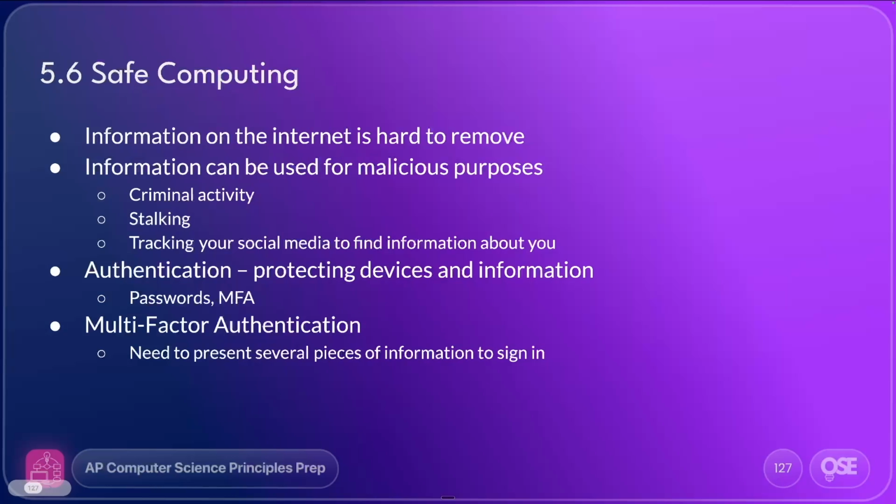Another thing you have to know about information on the internet is that it's hard to remove. Once something is on the internet, it's likely not going to be removed from there, and it's very hard to delete. And this information can be used for malicious purposes, like criminal activity, stalking, and tracking social media to find personal identifiable information. Thus, you have to protect yourself on the internet.